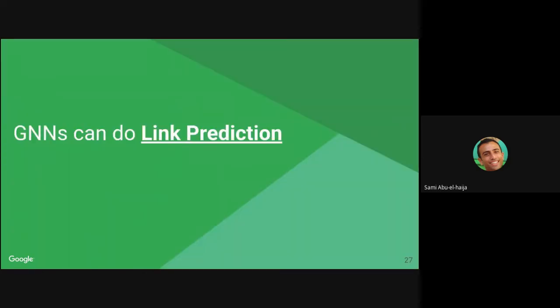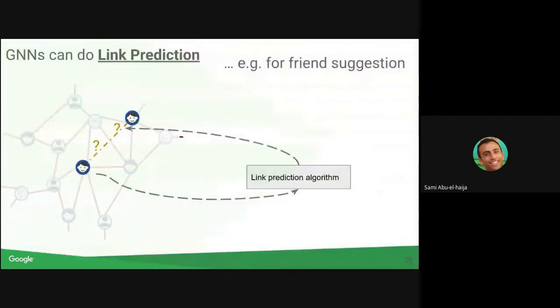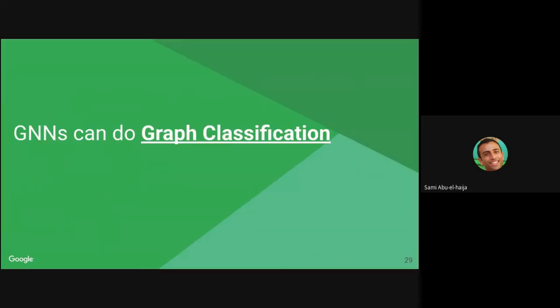And graph neural networks can also do link prediction. So on the same kind of graph, maybe you're interested to predict whether 2 nodes should have been friends, or if you should suggest one to be friends with the other. Also, you can do graph classification using graph neural networks.